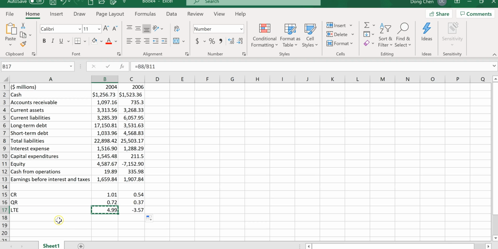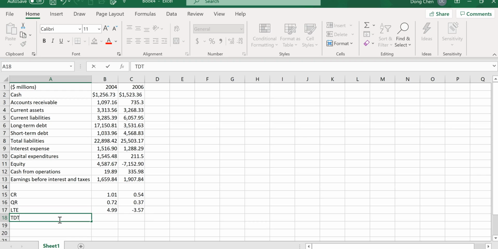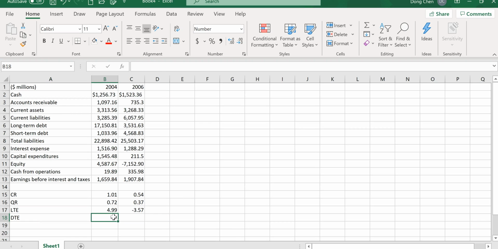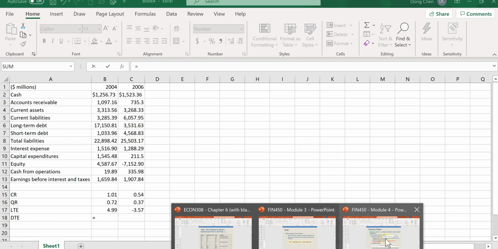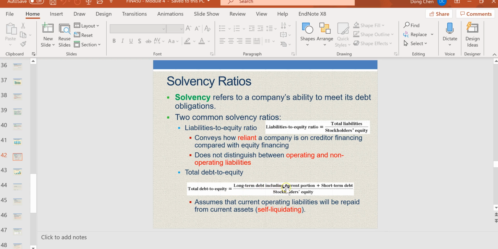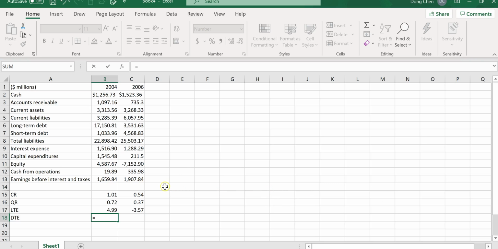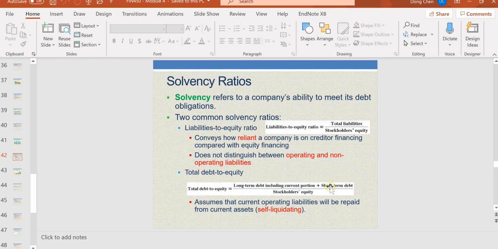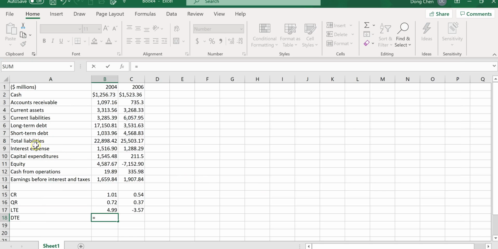And then total debt to equity, or maybe just use debt to equity, DTE. The denominator is the same as the liabilities to equity, but the numerator changes. If you go back to the slides, it's the long-term debt, including the current portion, plus short-term debt. So it's basically short-term debt and long-term debt. The short-term debt here includes the current portion of the long-term debt, and then this is the short-term debt.